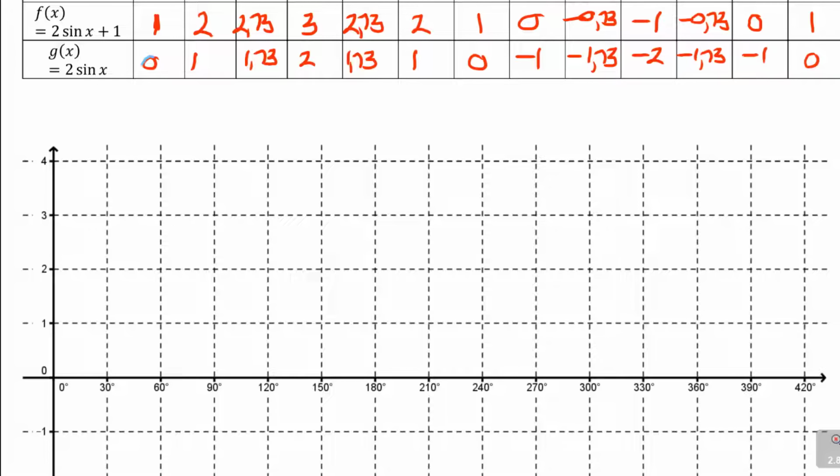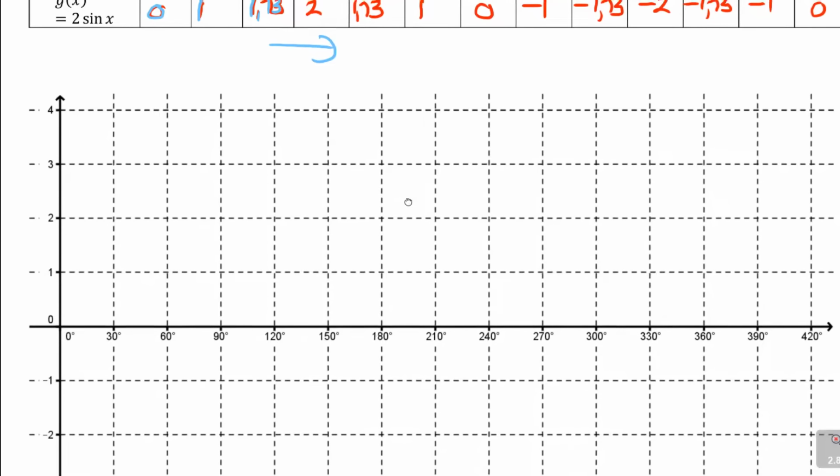So if I can just apply my blue here, 0, 1, 1,73, you can continue all the way, just to make it different. But in your book also, you have to use one pen. If it's black, it's black on both. This is blue, is blue.